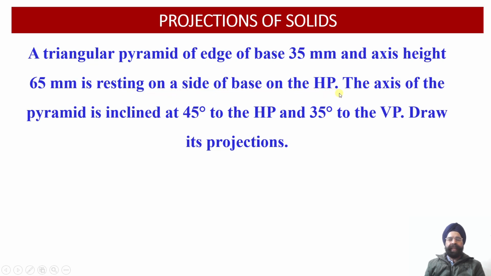on the horizontal plane, while the axis of the pyramid is inclined at an angle of 45 degree with respect to the horizontal plane, and the true length of the axis is inclined at an angle of 35 degree with respect to the vertical plane. So we are required to draw the orthographic projections of this oblique triangular pyramid.